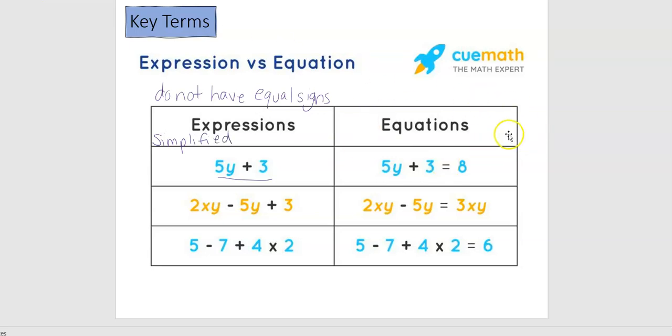Then on the other side here, we have equations. Equations do have equal signs. And because they have equal signs, that means that they can be solved. We can get an answer for these. So you can see the equal signs right here. You can also look that on both of these examples, the expression here is the same that's in this equation. So equations are made up of expressions, two expressions usually, that are set equal to each other.